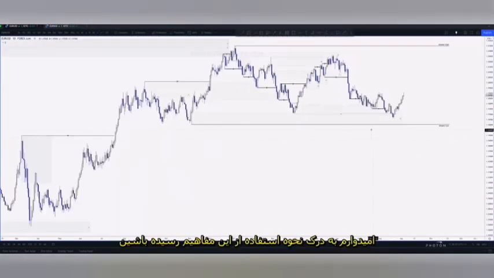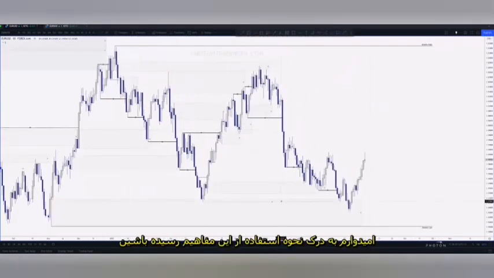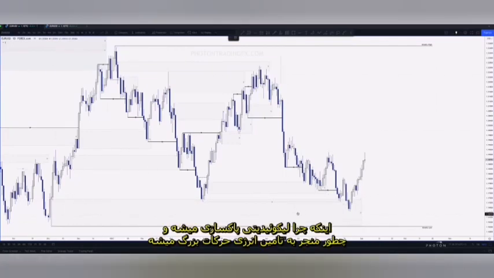So hopefully you can start to see that now, how we can combine those concepts and that understanding of why liquidity gets swept and then why it can lead to the fuel for the big moves.